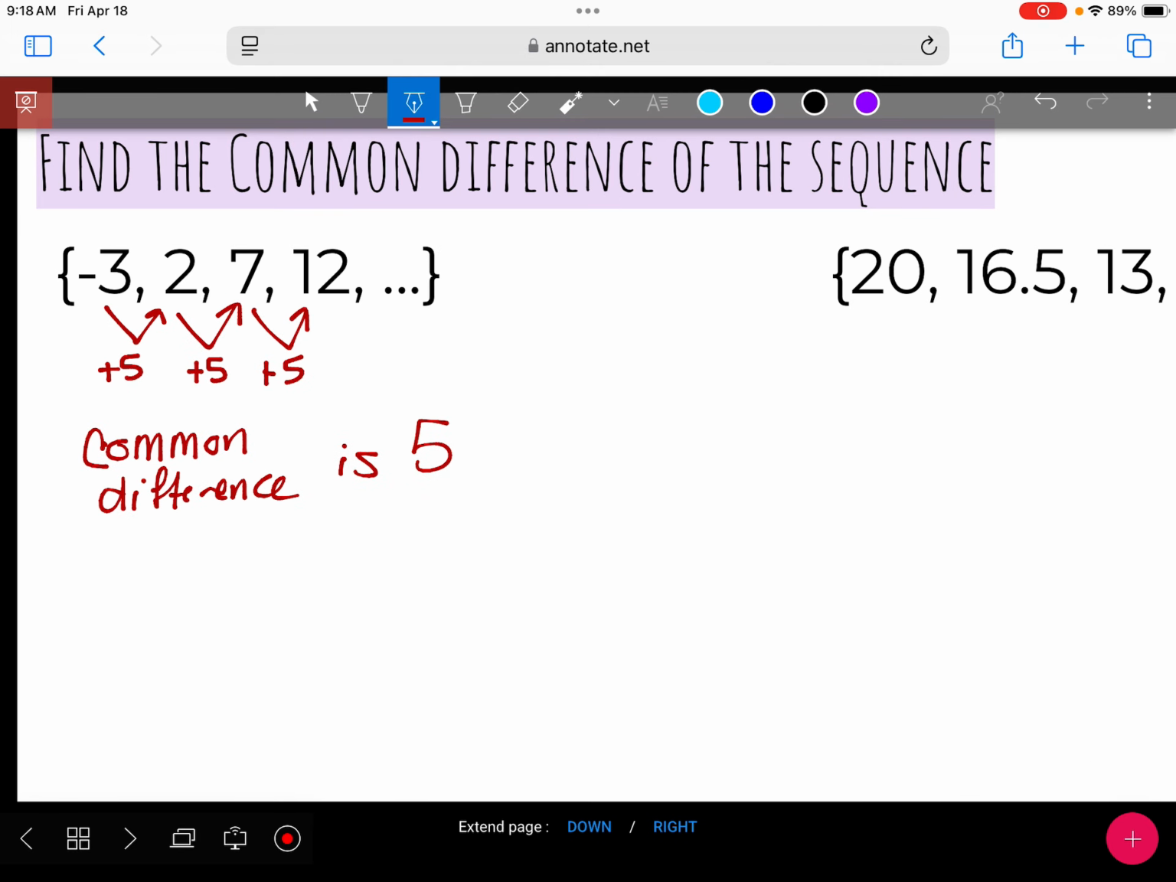So I could write an equation for this. I could make a formula that says I can find my next term, my a sub k plus 1, by taking any term in our sequence and adding 5. We can do that.